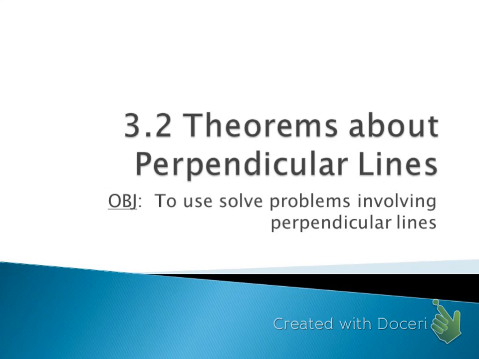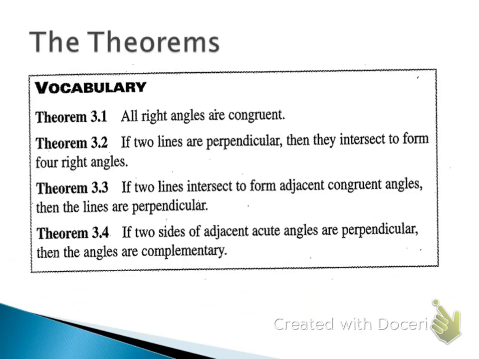Alright, so as you can see on the board, today we are doing section 3.2. It's all about perpendicular lines. So, you are going to need to write down these 4 theorems about perpendicular lines. And then I will explain what each of them means after I know you have them all down. But there are the numbers.